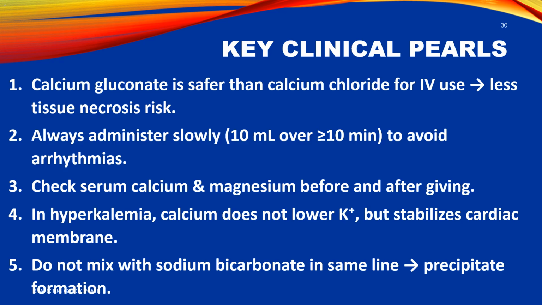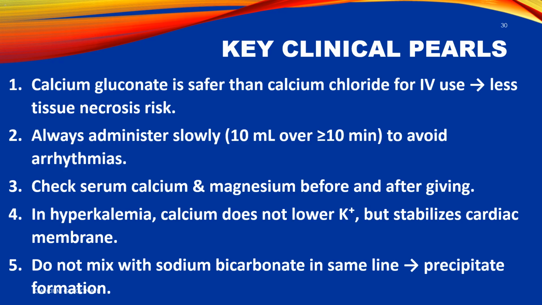3. Check serum calcium and magnesium before and after giving. Monitoring these levels helps ensure that the treatment is effective and that calcium levels do not become too high or too low. 4. In hyperkalemia, calcium does not lower K. Instead, it stabilizes the cardiac membrane, reducing the risk of life-threatening arrhythmias caused by high potassium levels. 5. Do not mix with sodium bicarbonate in the same line. Mixing calcium gluconate with sodium bicarbonate can cause precipitate formation, which can obstruct the IV line and compromise the effectiveness of the treatment.